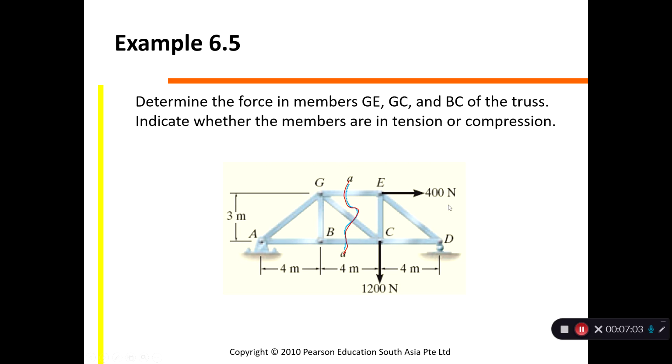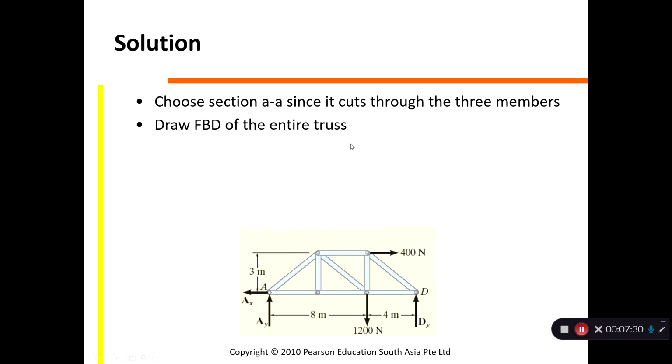So what we have here are external forces, 400 and 1200 newtons, and this is a pin support, so you know that it will develop forces in two directions. This looks like a roller. It's not very clear, but it looks like a roller, so only one force. I'm not going to write the direction yet. So we choose section AA since it cuts through the three members. Of course, this is already done.